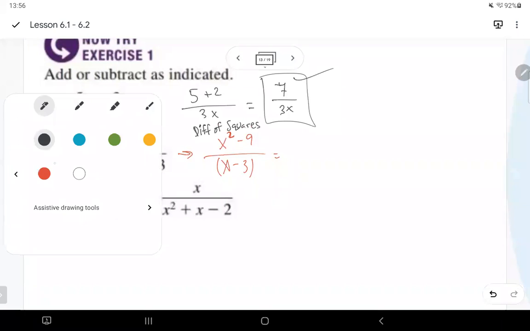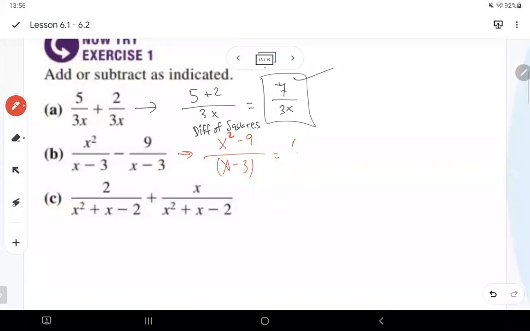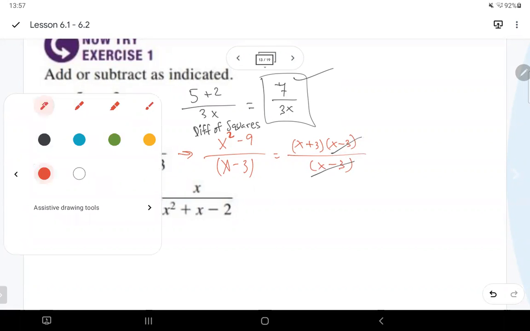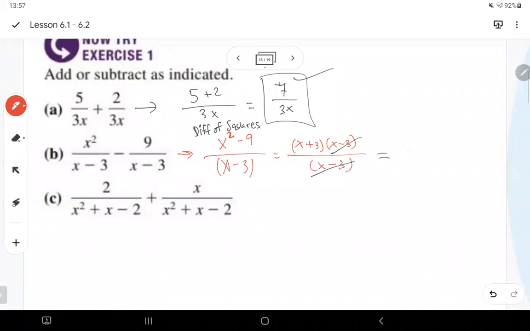Okay, which means you're just going to split the x's, do a plus minus of the root of 9, so that's going to be 3 and 3. And at this point, what you should notice is that the x minus 3's are going to cancel because they're the same binomial on the top and bottom. So this answer here is just x plus 3. Not all of your answers are going to be that nice.